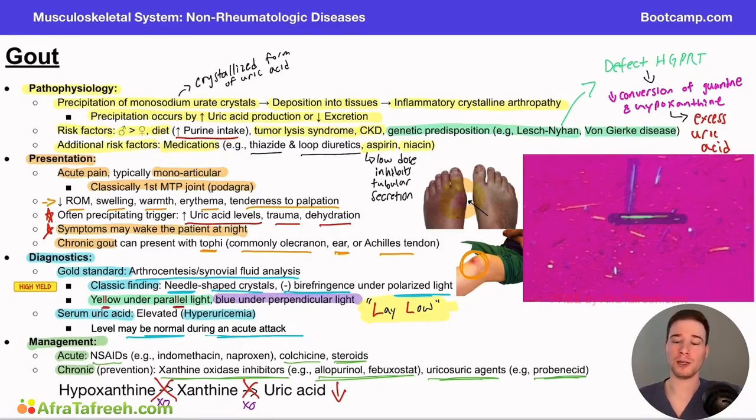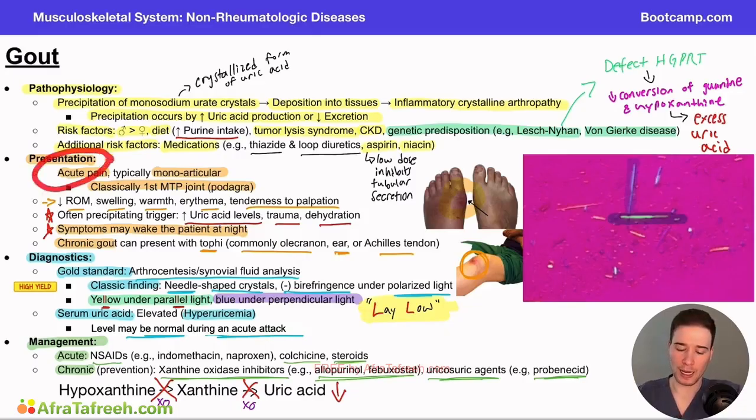So quickly to review this video, lots going on here, but gout is an inflammatory crystalline arthropathy where monosodium urate crystals, which are simply crystallized forms of uric acid deposited in tissue, cause inflammation, pain, swelling, joint destruction. There's a lot of risk factors that can increase somebody's risk. These are both related to genetic conditions as well as medication use, and classically they'll talk about the increased purine intake. So high protein, steak, seafood, or alcohol intake as well.